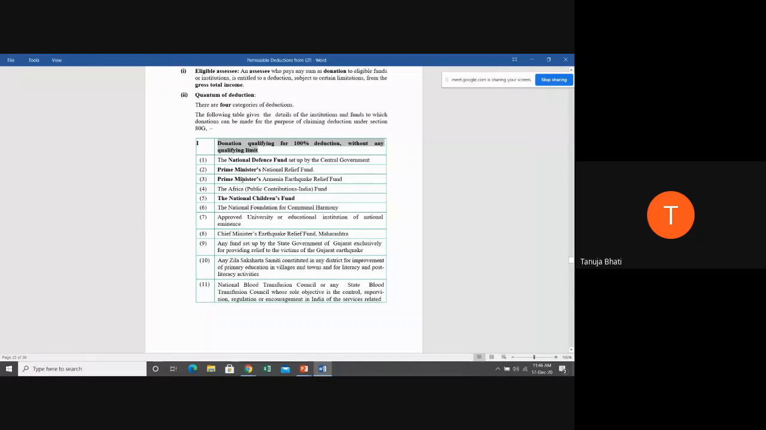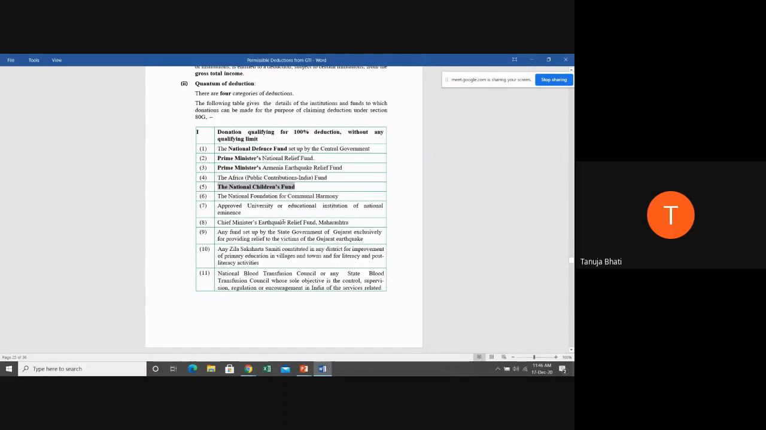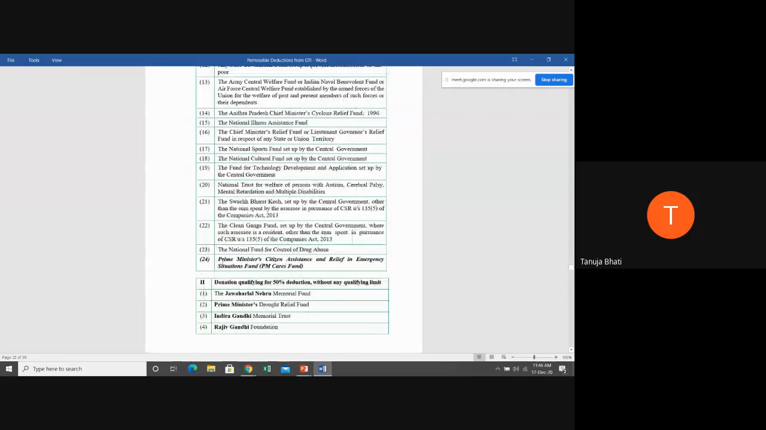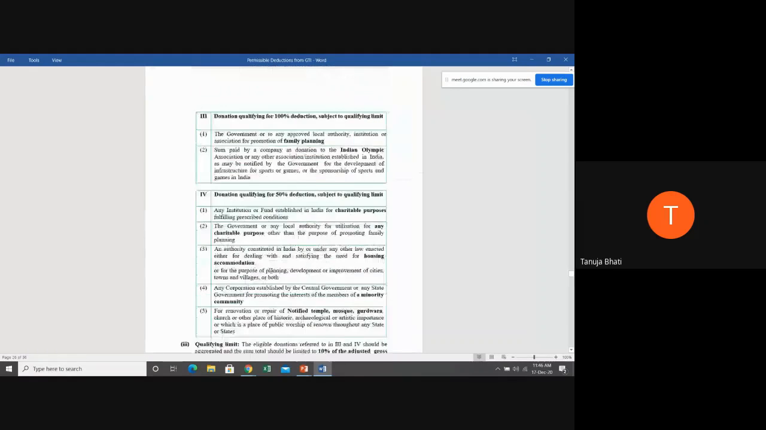Usually the frequently asked funds are the National Defense Fund, Prime Minister's National Relief Fund, Prime Minister's Earthquake Fund, and the National Children's Fund. And newly, due to corona, they created the PM Care Fund, so that is newly added this year, that is the Prime Minister Citizens Assistance and Relief in Emergency Situation Fund. So if anyone is contributing to the PM Care Fund, he will get a deduction under section 80G, 100% deduction without any qualifying limit. So these were all the deductions.